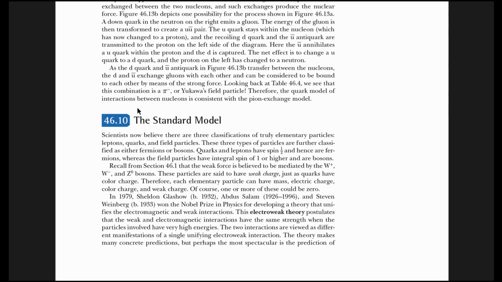The standard model, this is the culmination of all of this. Scientists now believe there are three classifications of truly elementary particles: leptons, quarks, and field particles. These three types of particles are further classified as either fermions or bosons. Quarks and leptons have spin 1/2 and hence are fermions, whereas field particles have integral spin of 1 or higher and are bosons. Recall from section 46, the weak force is believed to be mediated by the W plus, W minus, and Z0 bosons. These particles are said to have weak charge, just as quarks have color charge.